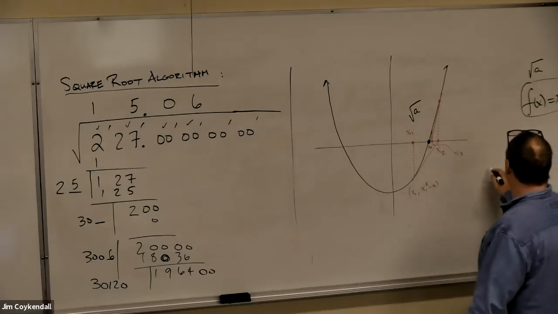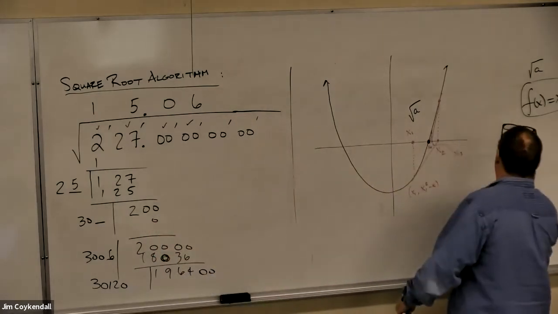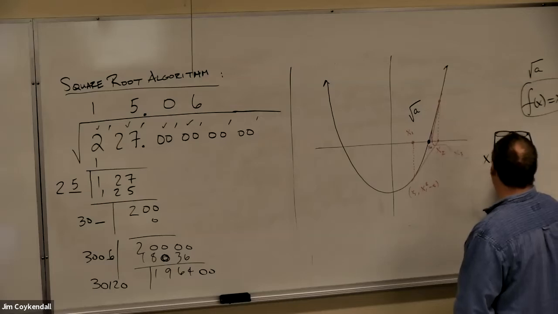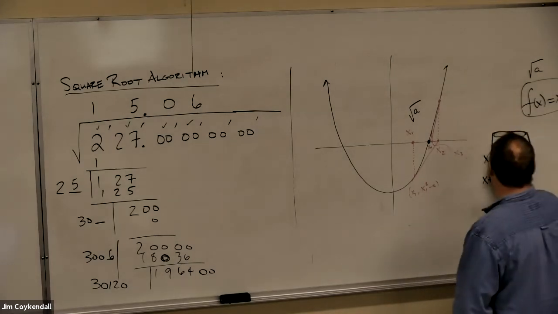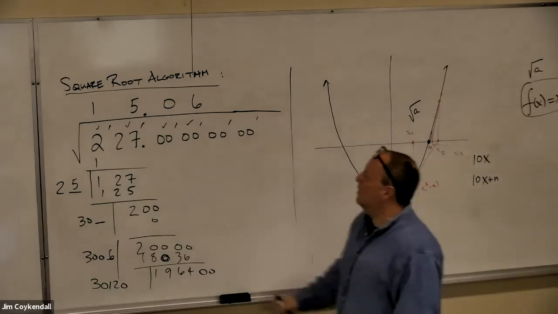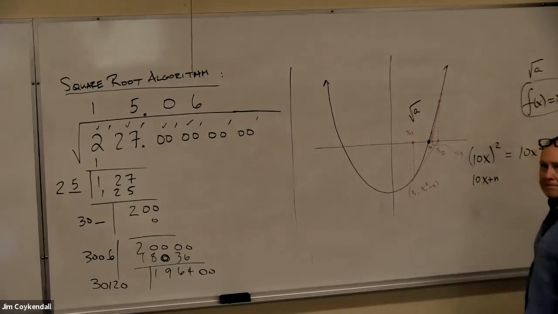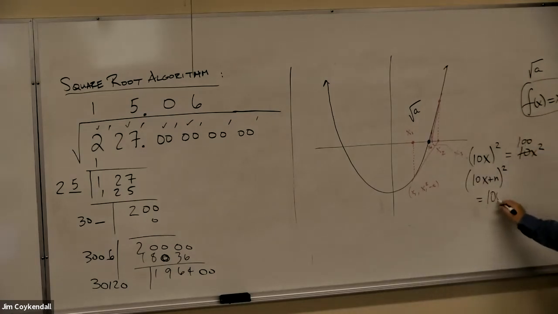What happens if you take x, and square it? Well, actually, let me do it this way. Because every time what I'm getting is a new decimal place, correct? If you square 10x, you get 10x squared. Right? What happens if you square this? You get 100x squared. There we go. You get 100x squared plus 20xn plus n squared. This is the new bit.